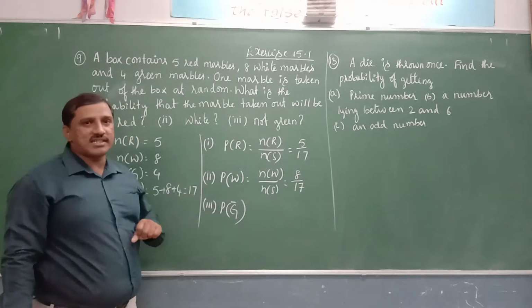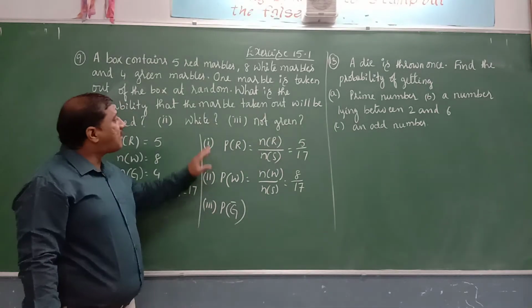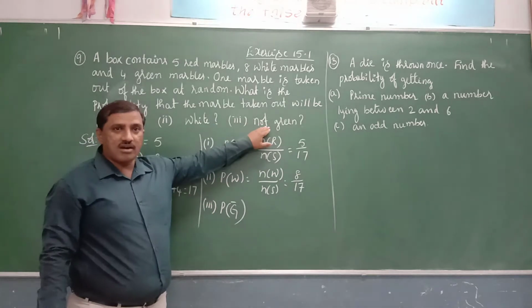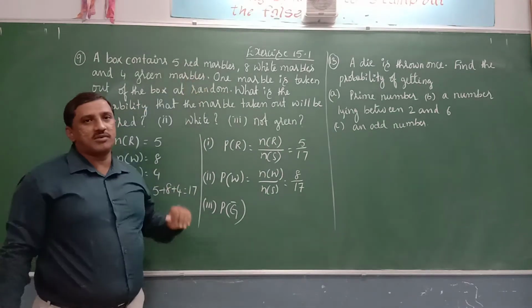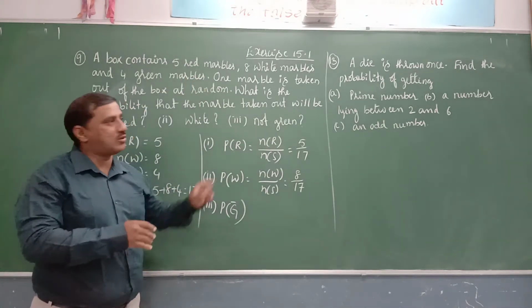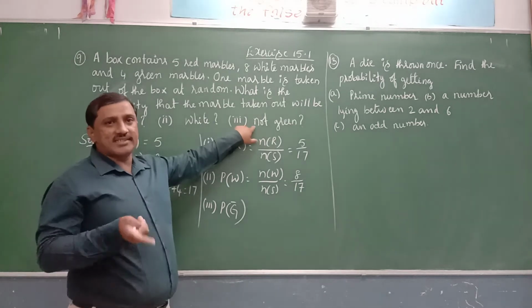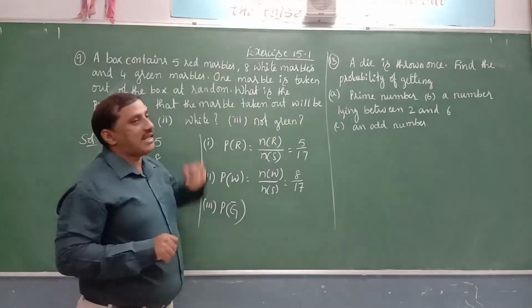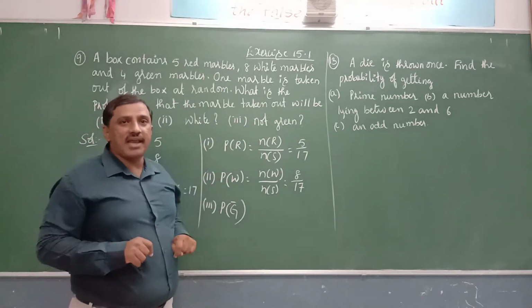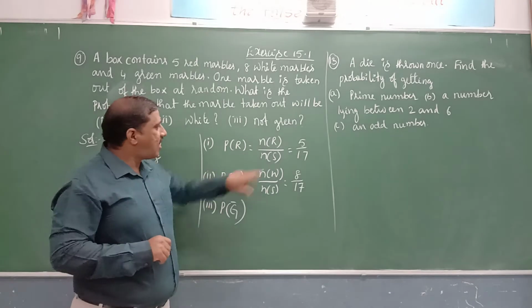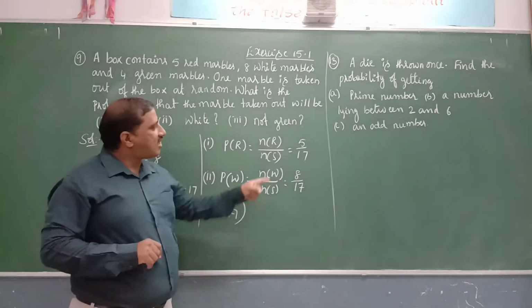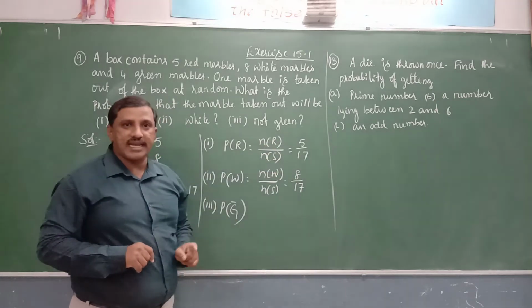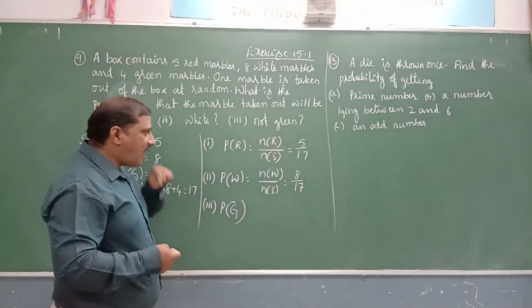The other way is to find the number of marbles which are not green, which means red marbles and white marbles. How many favorable outcomes are there to this event? Here the event is not green. 5 plus 8 is 13. So 13 by 17 we get. Or by adding these two, 5 by 17 plus 8 by 17 is also equal to 5 plus 8, it is 13 by 17. Like that also you can do.